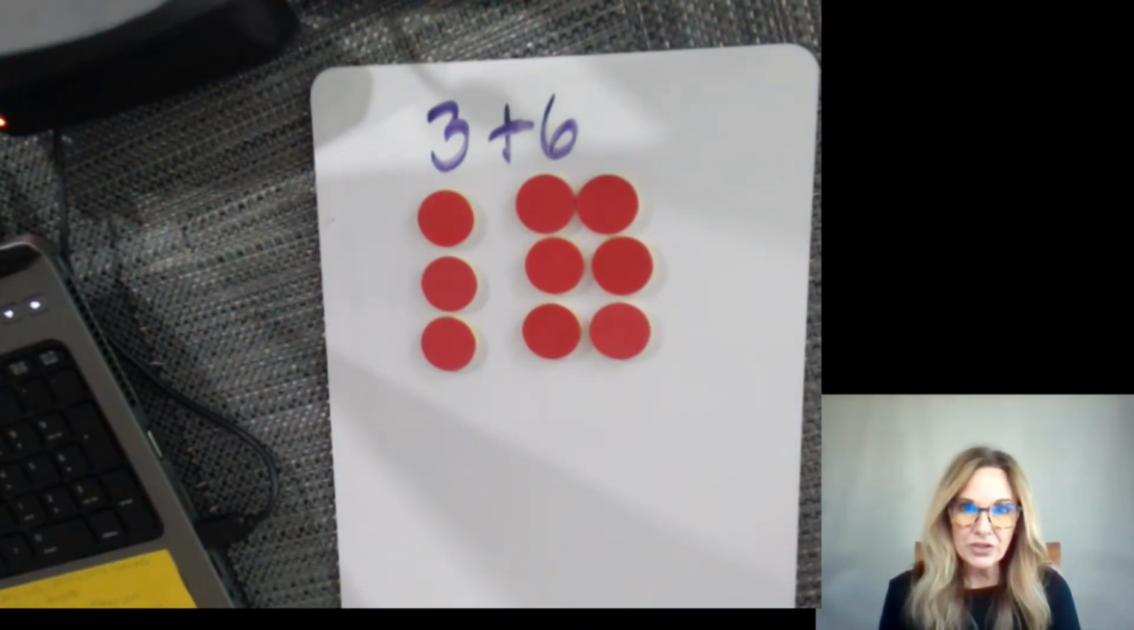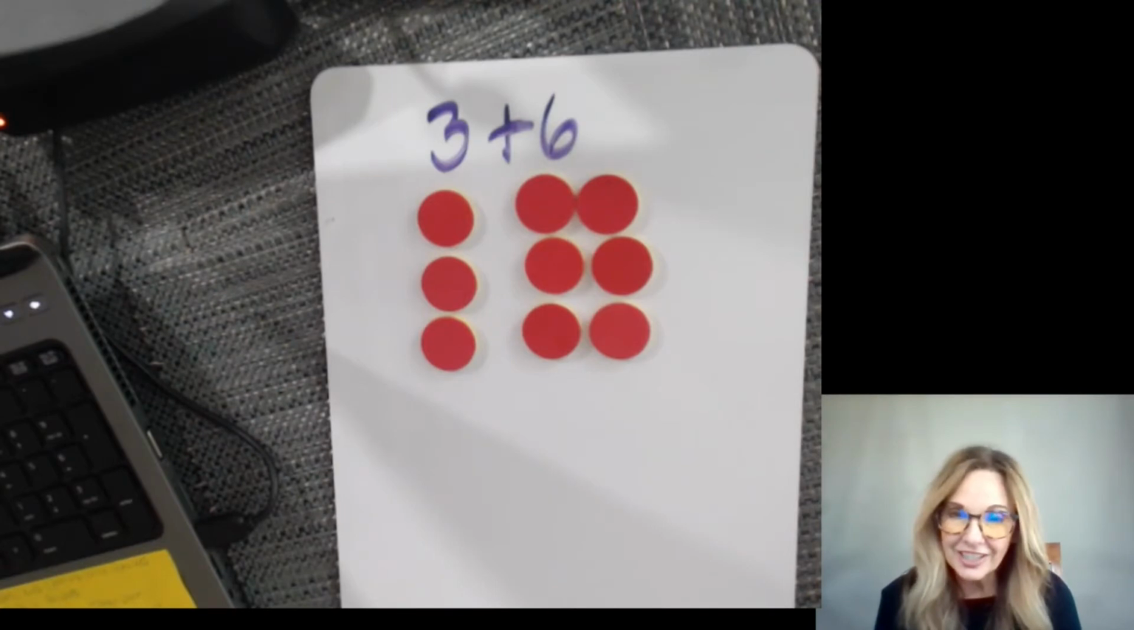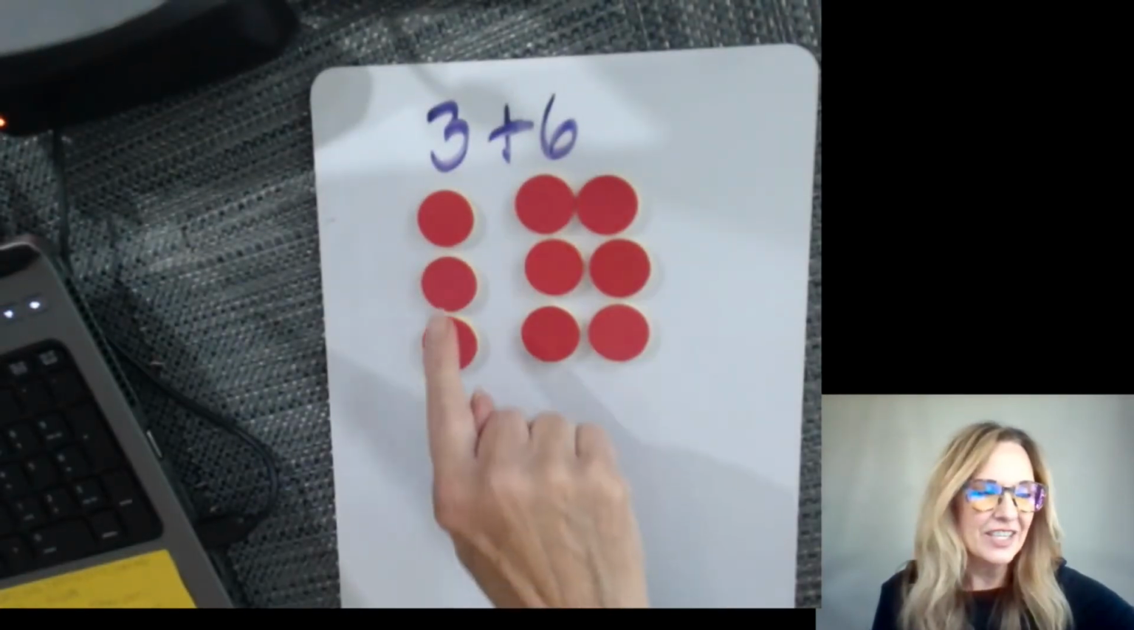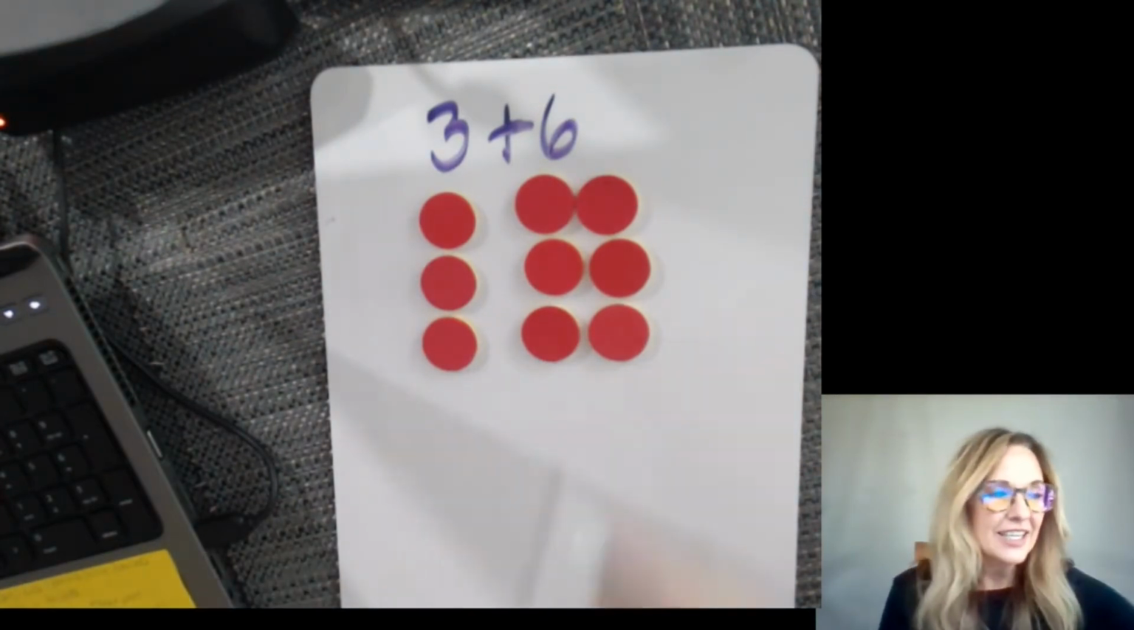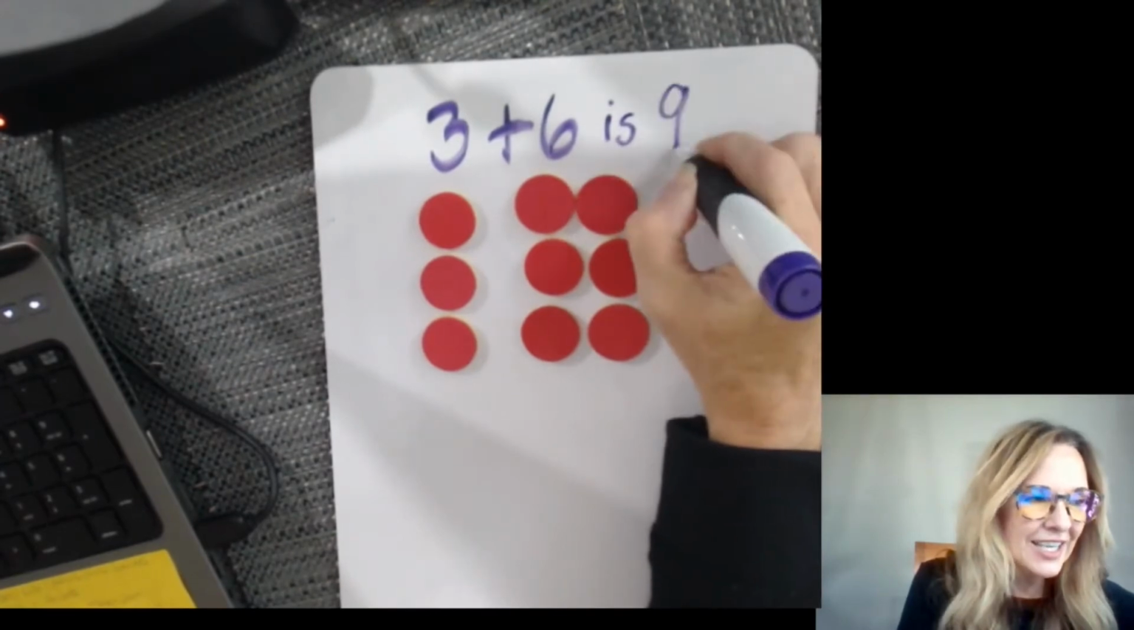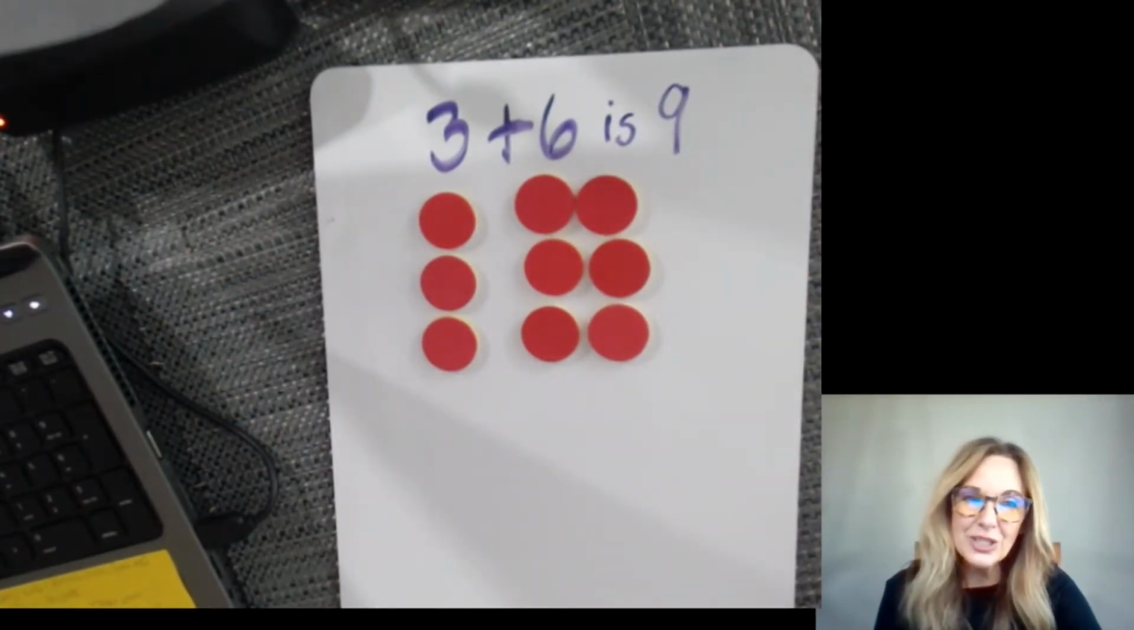Now let's think about our math strategies. What could we do to find out how many we have in all? Yes, we can use our counting on strategy. Where should we begin counting? I'm hearing you say, let's start with the number 6. But why the number 6? Because it's the biggest number and it will be a more efficient way to count. It'll be faster. So let's do that. 6, 7, 8, 9. 3 and 6 is 9. Great job, first graders, using your math strategies to find out how many we have in all.